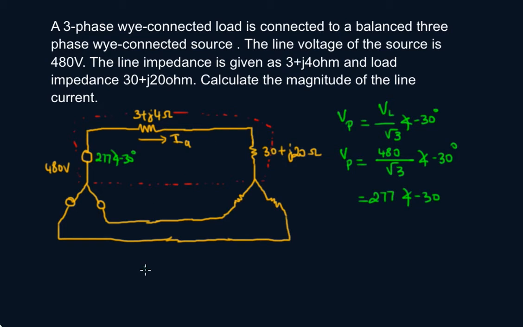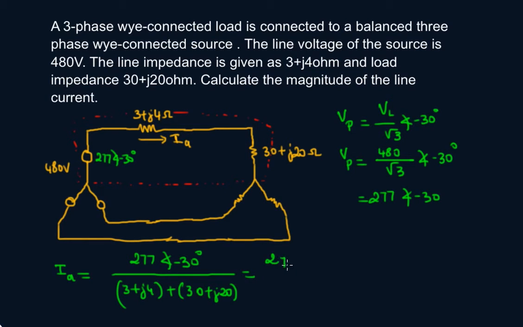So the current IA for that phase would be the voltage that we just found divided by the series impedance. So this would be 3 plus J4. They're in series, so 30 plus J20. So this would be 277. From here it's just calculation. This is 33 plus J24. Plug it in your calculator. Let me do it now.